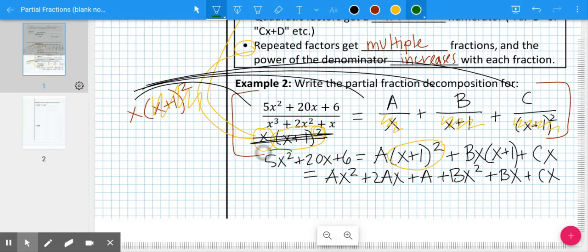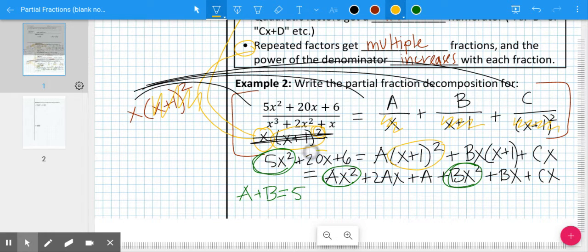I have a 5x squared on the left. I have an ax squared on the right and a bx squared on the right. So a and b have to total that coefficient, which is 5. I am just looking at the coefficients of the corresponding terms. A and b have to be 5. Let's go ahead and look at all my x terms.